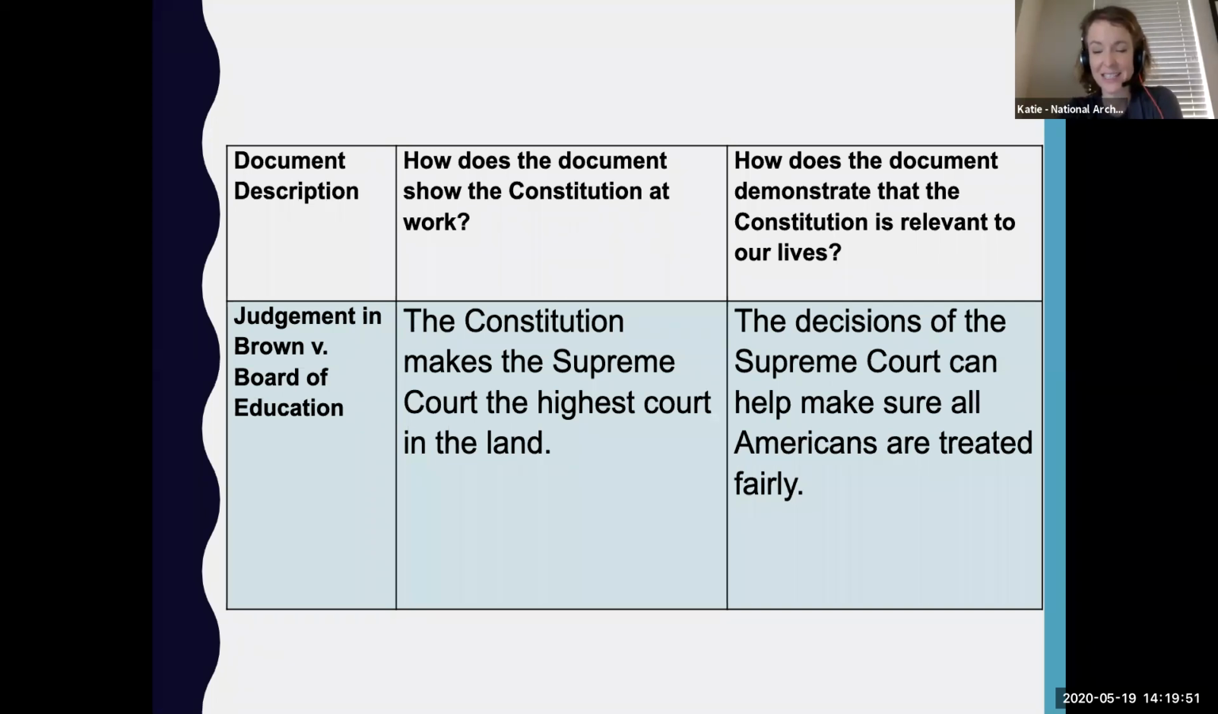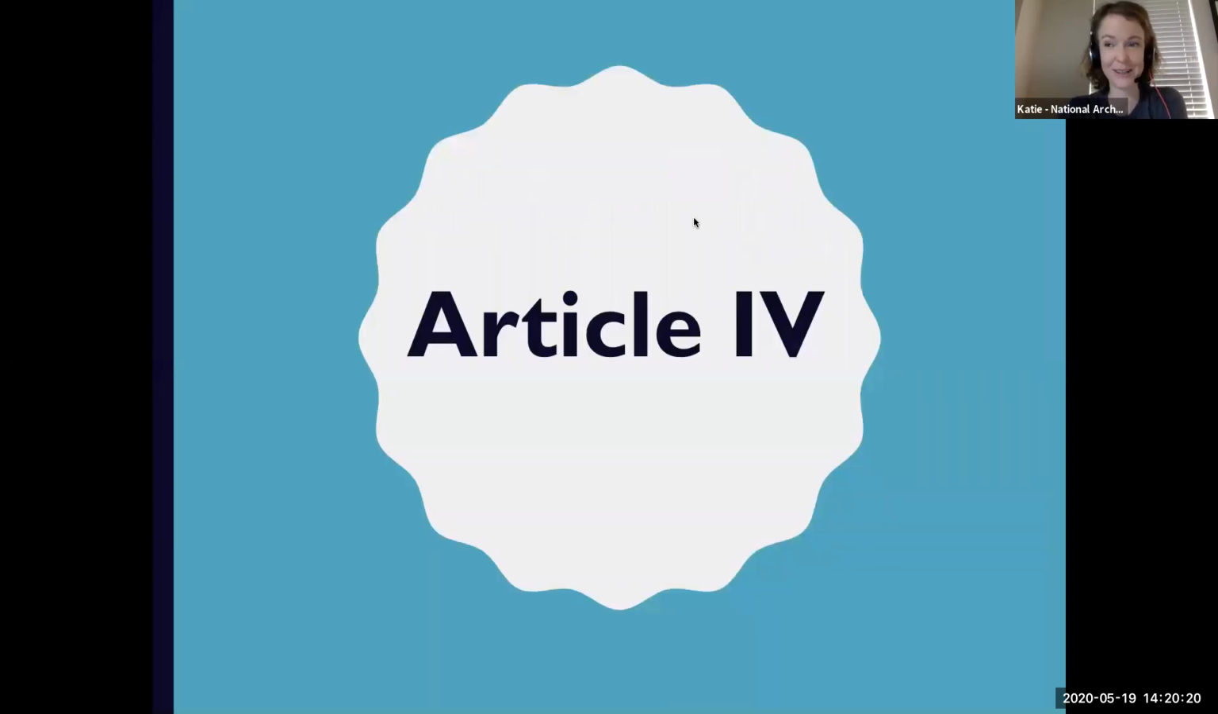Excellent observations. So in these three documents, we've seen just one example of some of the powers of Congress, the President, and the Supreme Court. Our three branches of government are covered in Articles 1 through 3 of the Constitution. However, we've got a total of 7 articles to cover today, which means we have some additional powers of the federal government to take a look at today. So let's move on to Article 4.